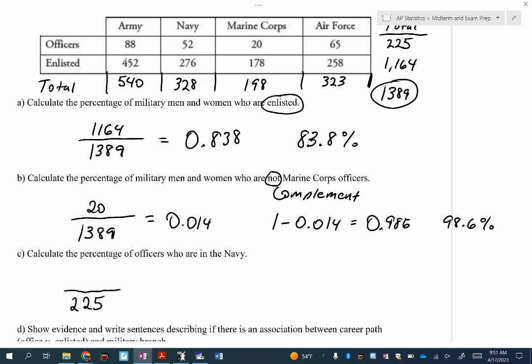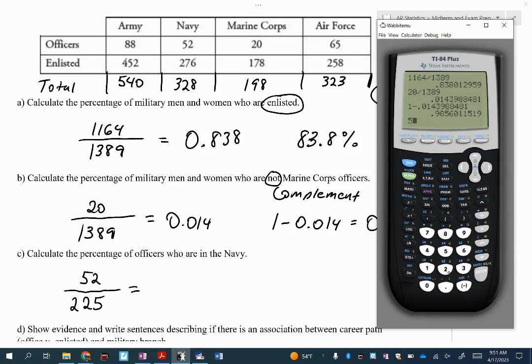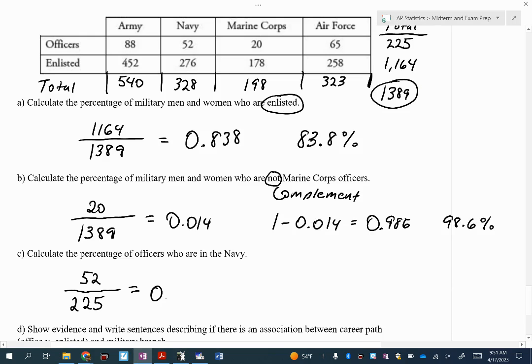Very good, Diana. If you remember how I did this in August of 2022, I would read it as calculate the percentage of officers who are in the Navy. That's what I used to do back in August, if you remember that. All right, so then I look at just the Navy. That's 52 officers, which gives me 0.231. So as a percentage, 23.1%.